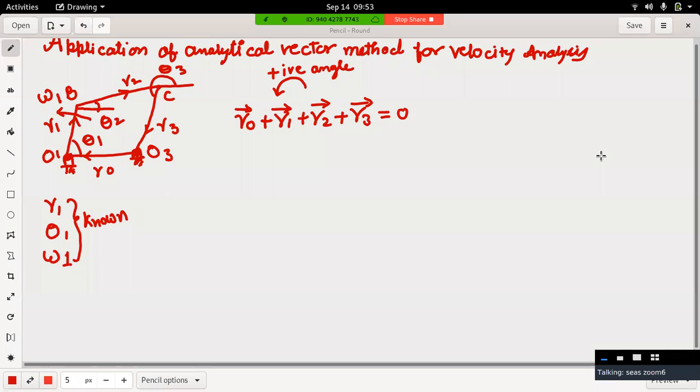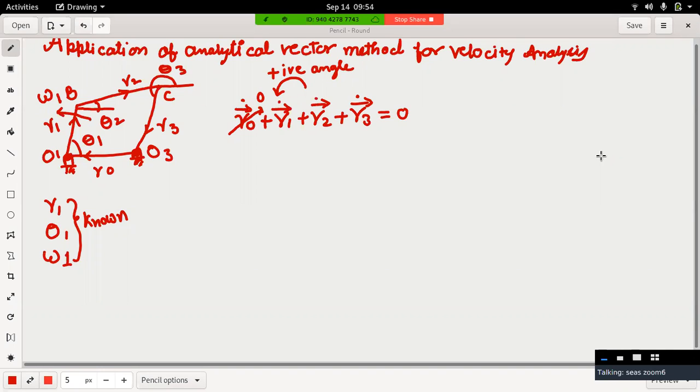So because we need to determine the velocity, we are required to differentiate this loop closure equation. See, R0 is a fixed link, so if we differentiate R0, it will become 0. And then R1, R2, and R3 we can differentiate. I'm just putting dot marks, which represent the differentiation of R1, R2, and R3.